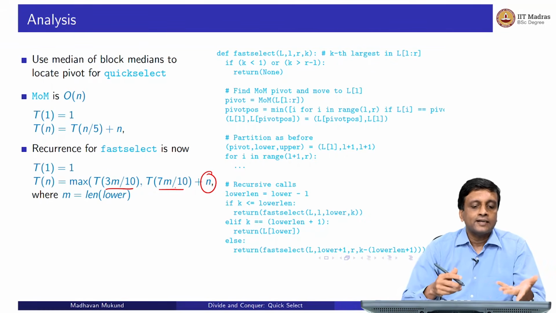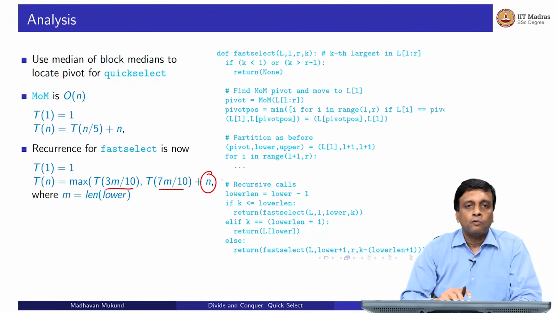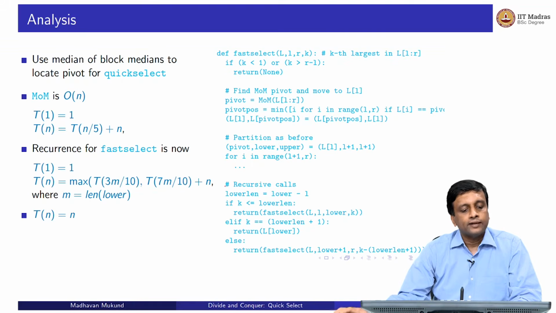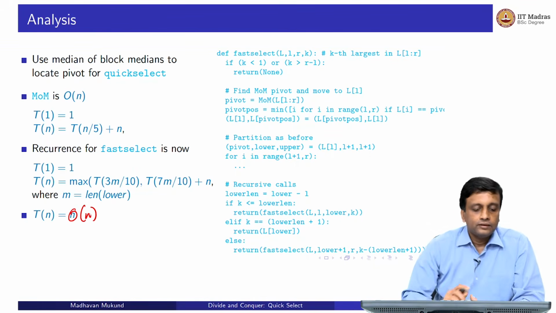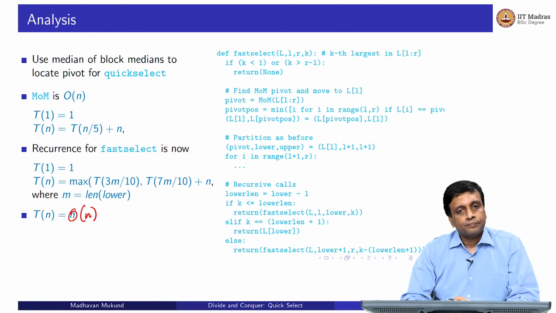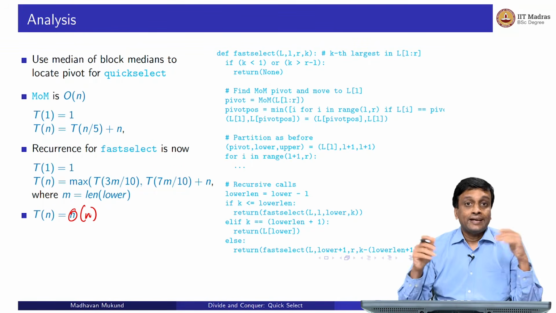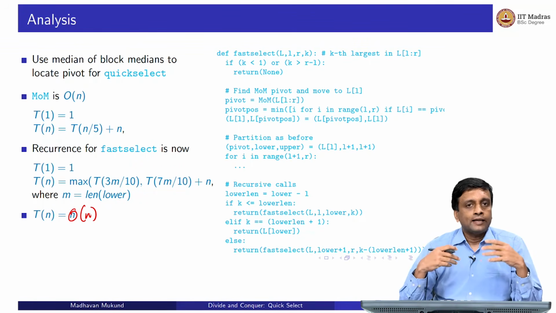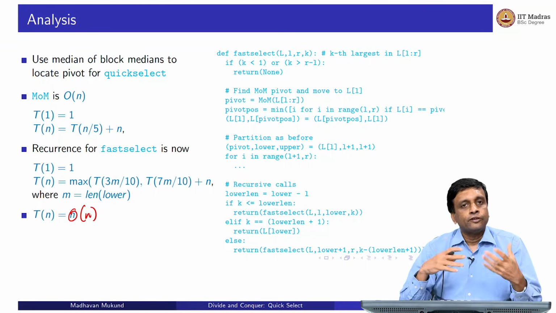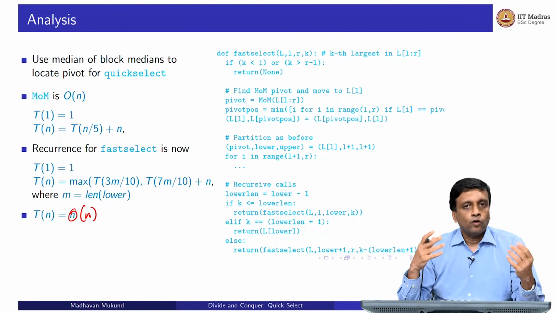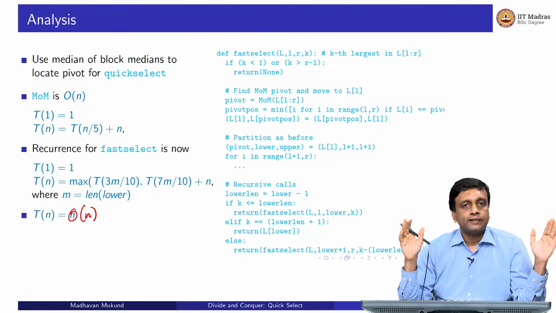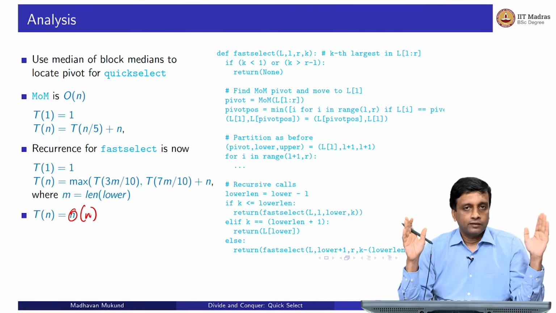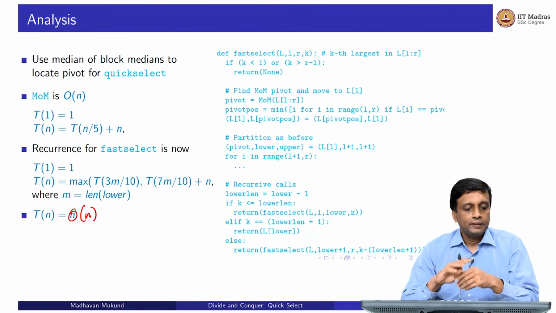So basically this recurrence of fast select is going to be dominated by what happens at the root, and I am going to get that fast select also runs in linear time. So this should be big O of n. So T(n) is also big O of n. So we have moved from an n squared algorithm to a big O of n algorithm by using this very clever median of medians argument in order to find a pivot which is in a range which is guaranteed to be between 3/10 and 7/10 of the positions in the array.